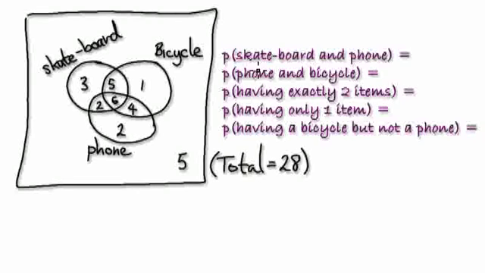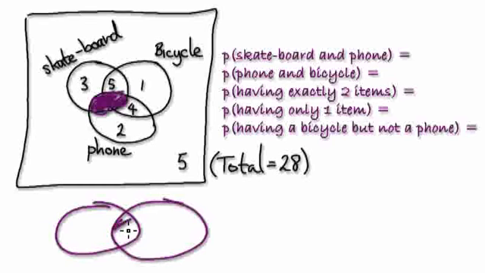Okay, so to answer the first one, probability of someone having a skateboard and a phone. Well, a skateboard and a phone would be these two segments here. Because if you pick someone from here, this person will have a skateboard, but would not have a phone. Having a skateboard and a phone would be the 6 and the 2 here. So it would be the intersection of the two. Okay, remember, and means the intersection of the two.